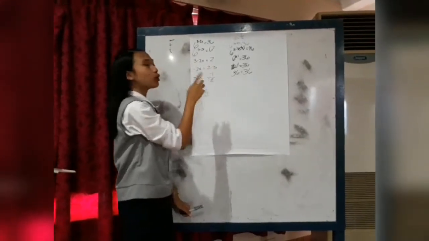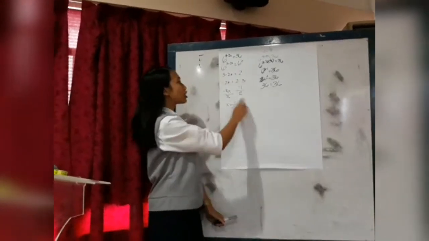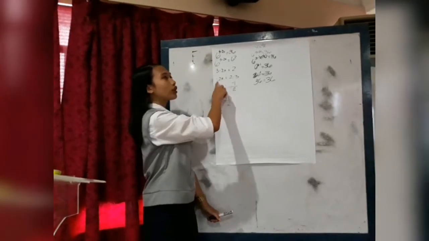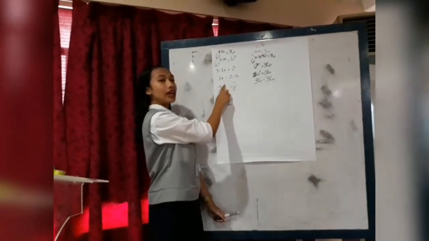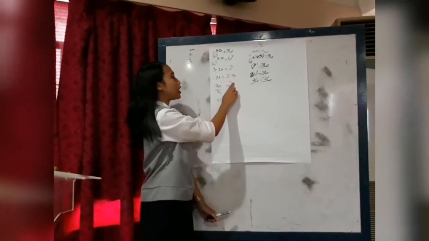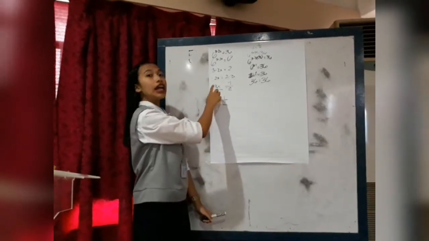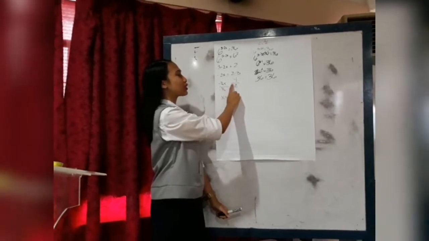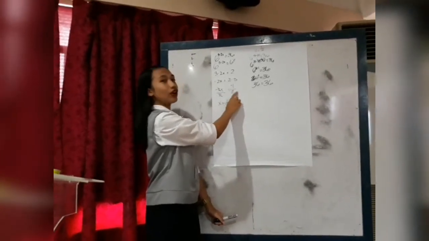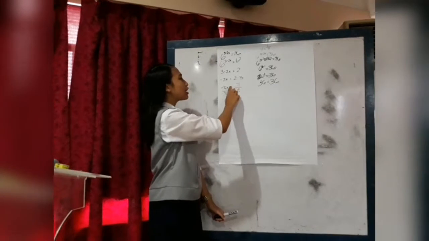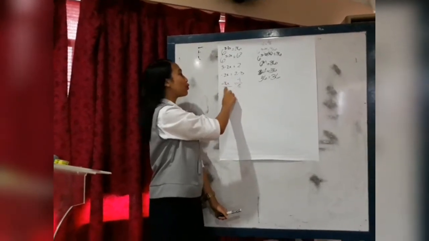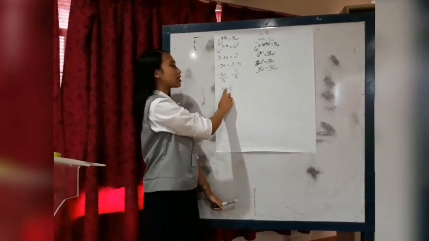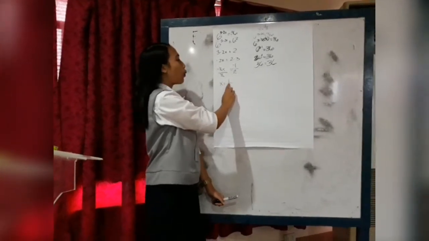Then we're going to transpose. So it will go into negative 2x is equal to 2 minus 3, which is negative 1. So negative 2x over negative 2 is equal to negative 1 over negative 2. And then we cancel the negatives. So the answer is x is equal to 1 over 2.